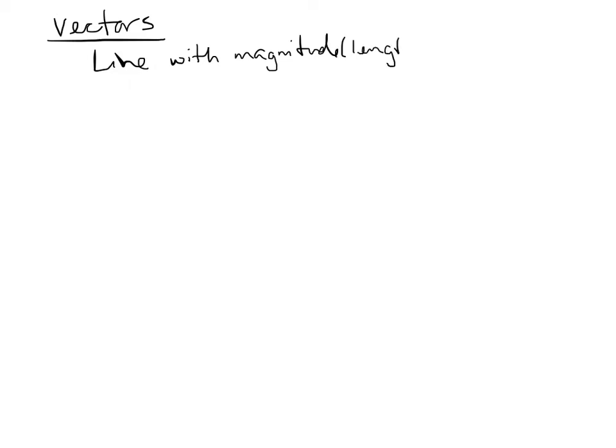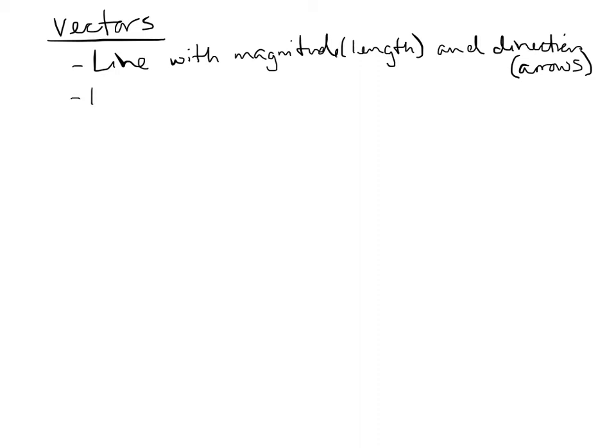In this video, we're going to talk about vectors. A vector is a line with magnitude, meaning it has length, and direction, meaning it has arrows. So just like parametric equations have arrows, those are for curves. A vector is a straight line, but it does have an arrow.